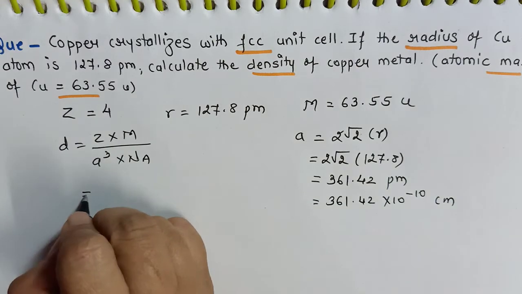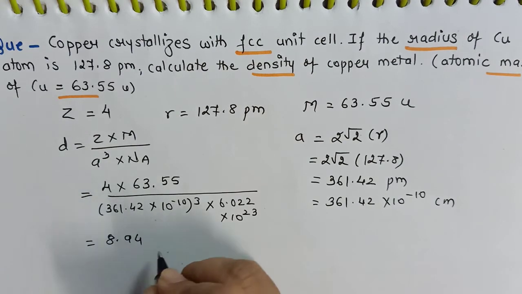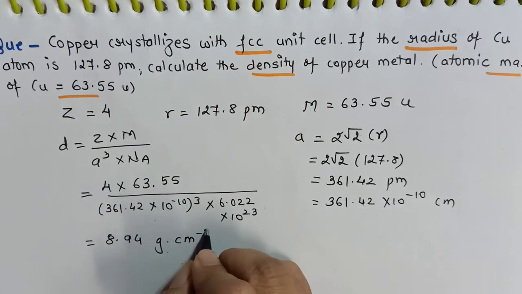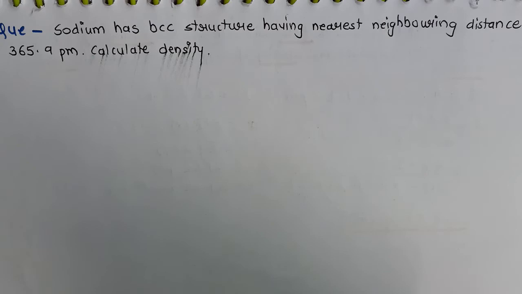Substitute the values. On solving this, we get the answer 8.94 gram per centimeter cube. So this will be the final answer.